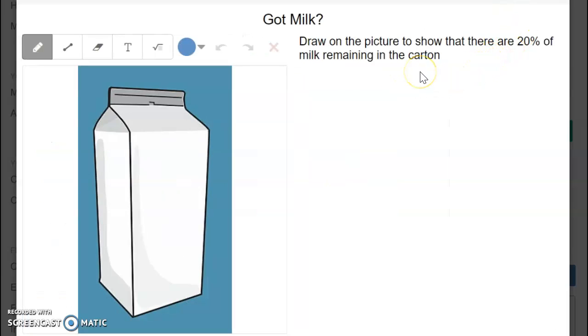Okay, draw on the picture to show that there are 20% of milk remaining in the carton. Okay, 20%. 20% is same as 1/10 or 1/5, right? Or I can think of it as 1/10 multiplied by 2. So I can divide this into maybe 1, 2, 3, 4, 5. So maybe 20% will be somewhere like this. So this is my 20% of milk remaining.